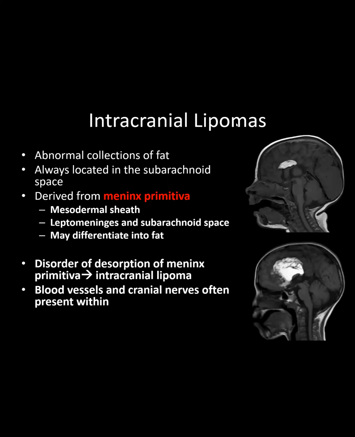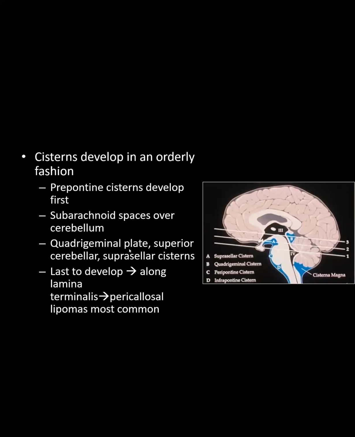So intracranial lipomas, that's another congenital finding that you could see in your brain. You get this from abnormal involution of the meninx primitiva, a mesodermal structure that helps form your subarachnoid space. Because of that, when you get lipomas, they're going to be in your subarachnoid space. They're classically midline, but you can get them in different locations.